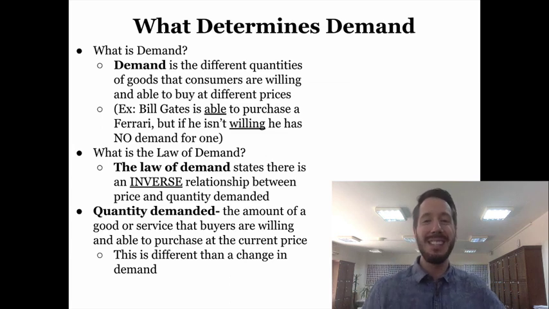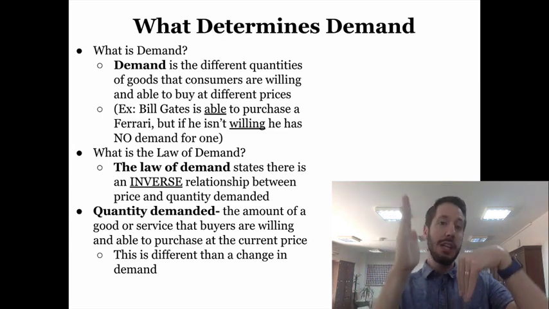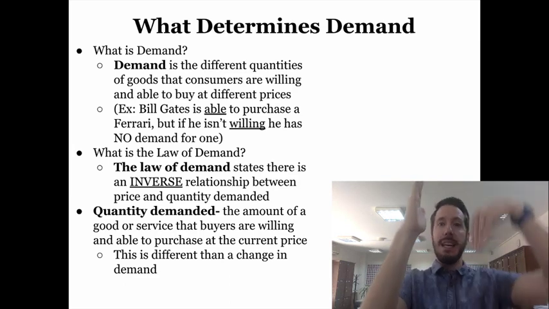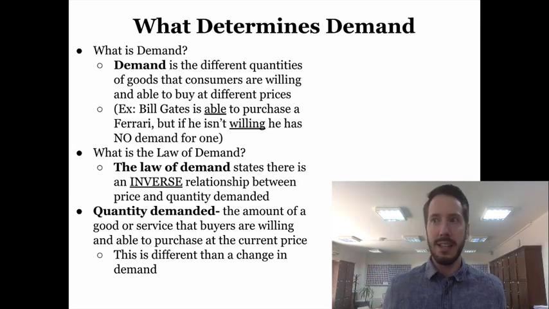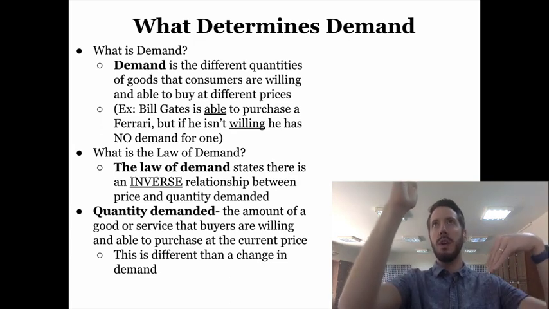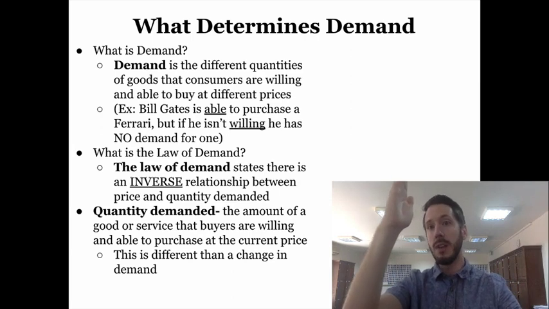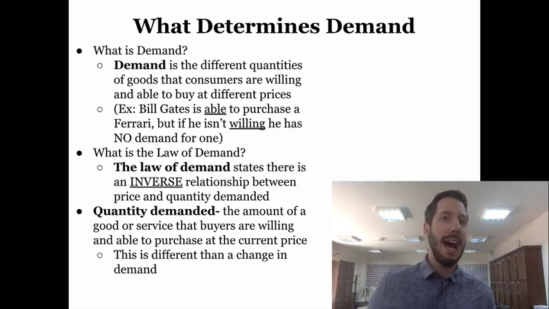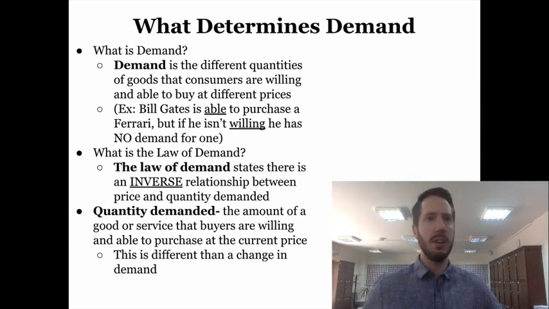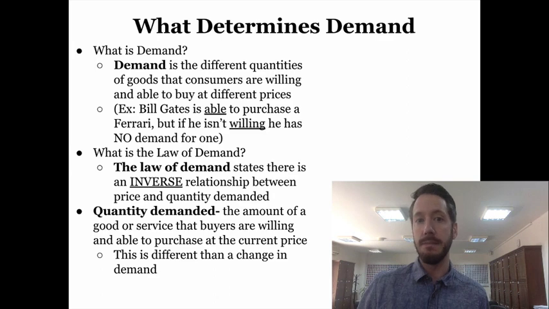And the law of demand says there's an inverse relationship, which means when one goes up, one goes down, between the price and the quantity demanded, which makes sense. If the price of something starts going up, your willingness or ability to purchase it is going to go down. You might be able to buy that car for 20,000 euros, but when it gets raised to 30,000, the demand's not going to be as high.